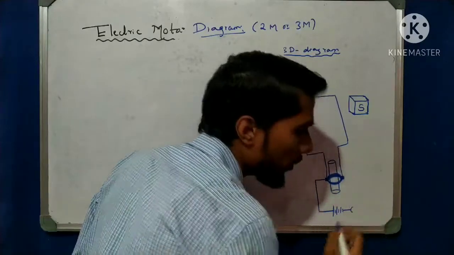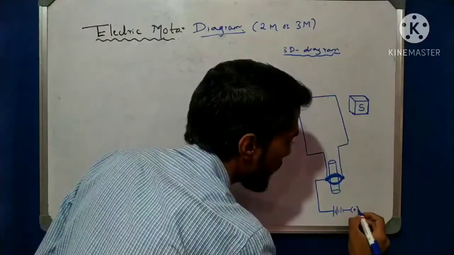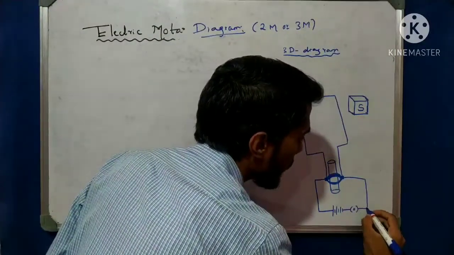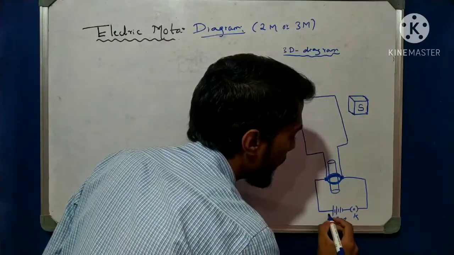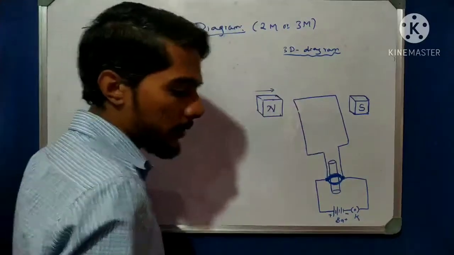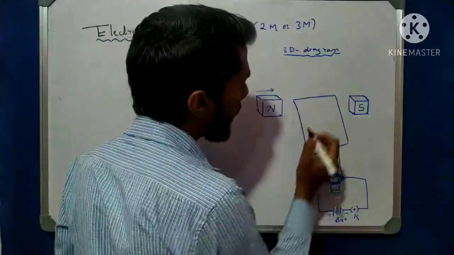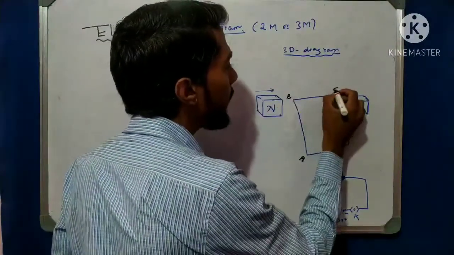Okay, and then I can use a key here, a switch button, and then I close the circuit. That is plus, and this is the battery, this is plus and this is minus, right? So now I can label this one. So see here, now I can label this one A, B, C, D.